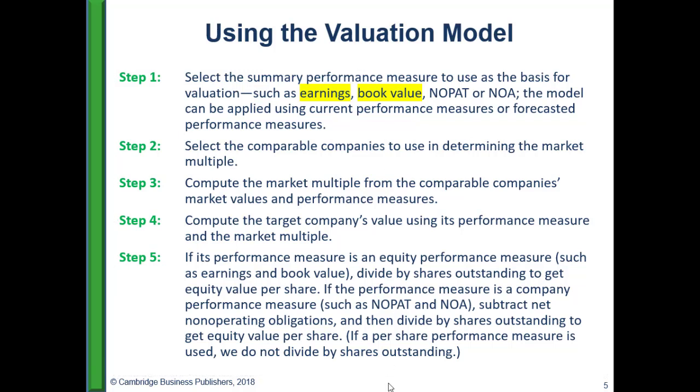If it's an equity performance measure, it's usually divided by the number of shares outstanding to get equity value per share. And if it's a company performance measure, which is the book's method, you would subtract NNO, net non-operating obligations, and then divide by the number of shares. In other words, for company performance measures, you're going to look at the whole company. Then you're going to subtract the net non-operating obligations in order to get the equity, and then divide by shares. So there's that added step.